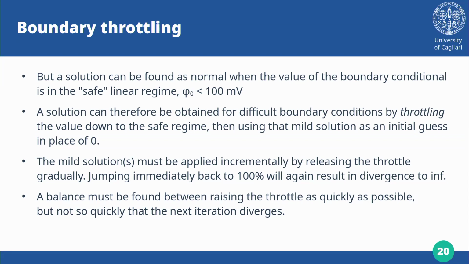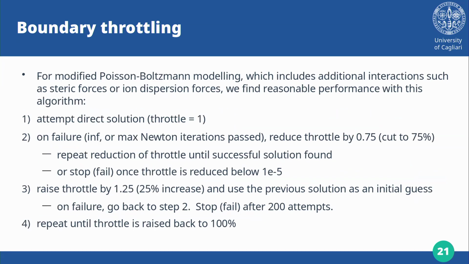We know in the safe linear regime, we can obtain a solution. So if we're in the region of high potential where we have these nonlinearities, the approach is to throttle the boundary condition down to a safe value where we can obtain a solution, and then use that found solution as the initial guess for the next iteration, and then raise the boundary condition back up again. We need to find a balance between applying the throttle and lifting it back up fast enough, so we want to get the solution as fast as possible. This kind of works.